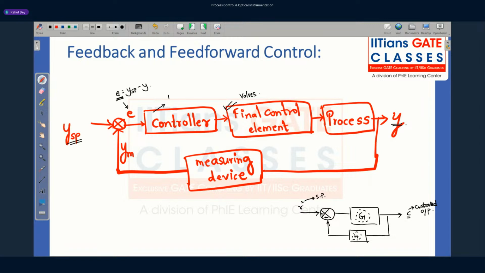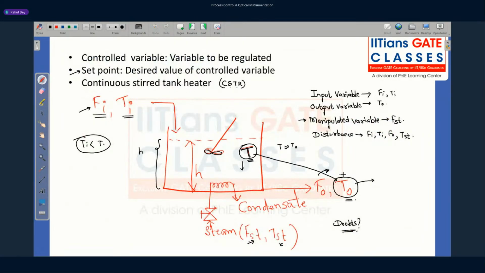An example of a controller can be a PLC or a computer. Now, what is the task of the measuring device? The measuring device measures the value of the controlled output. This can be a simple sensor. Like in the previous tank case, how are we going to measure the temperature T? We insert a thermometer and check, so that will be our measuring device.